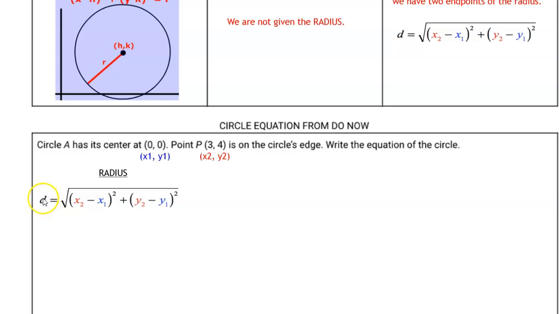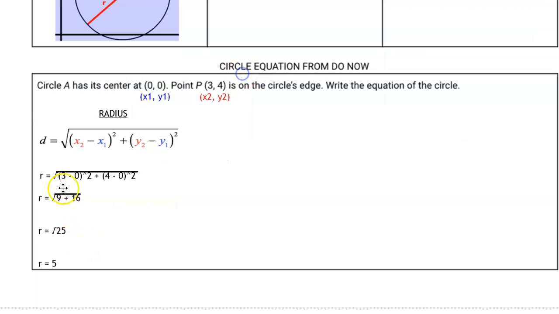Keeping in mind that this d represents the distance between these 2 points, we're going to switch that to r because we're really finding the radius. So here we've substituted the values into the equation. Now let's simplify. We get 9 plus 16, 3 squared plus 4 squared, then the square root of 25 is equal to 5. So we know that the radius of this circle is 5.